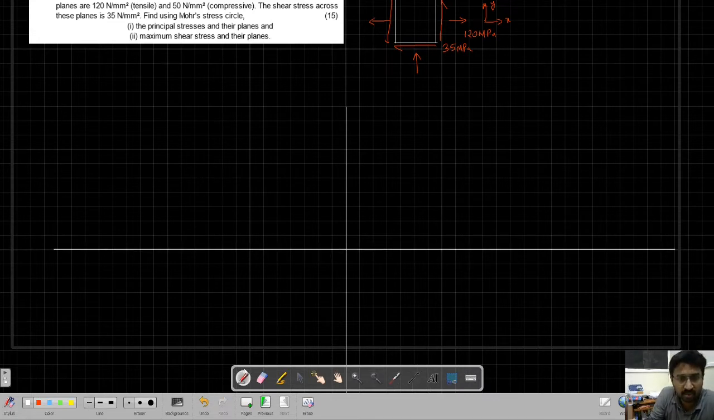Okay, so this horizontal is the sigma axis. On the sigma axis, if I divide by 10 MPa each, we have 10, 20, 30, 40, 50, 60, 70, 80, 100. In this direction, minus 10, minus 20, minus 30, minus 40, minus 50, then minus 60, minus 70, minus 80, minus 90.